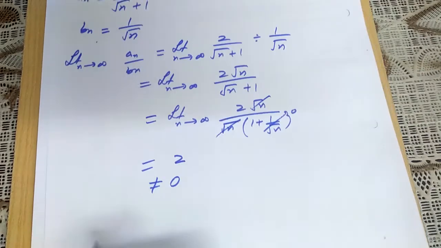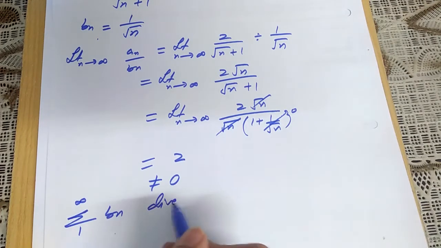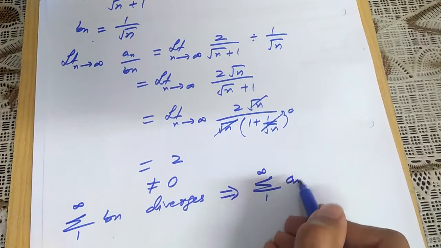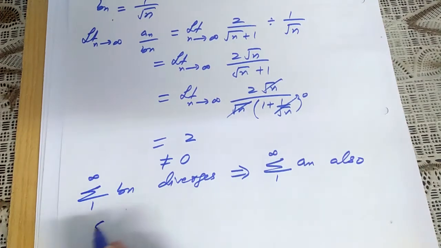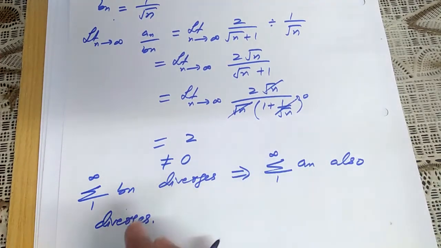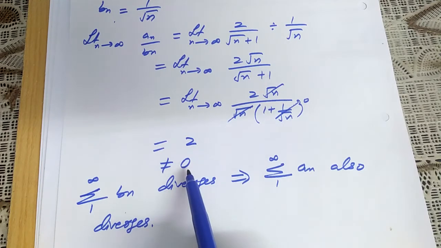And now you know that summation 1 to infinity Bn diverges. This implies that summation 1 to infinity An also diverges. Both series will have the same behavior because this limit is not equal to 0.